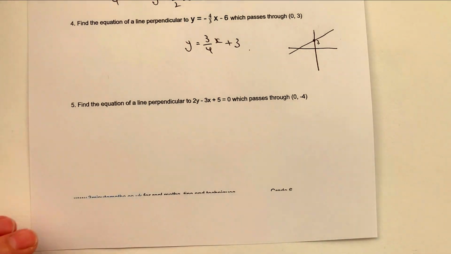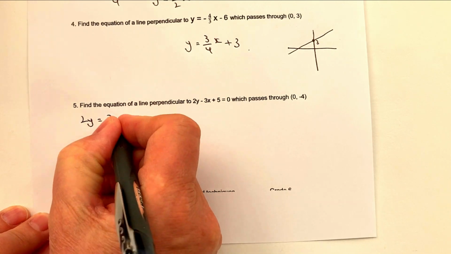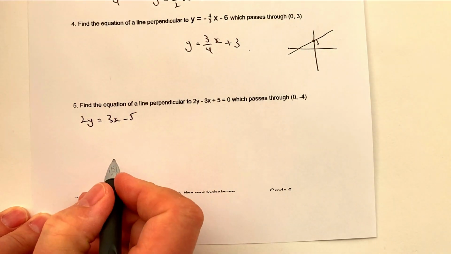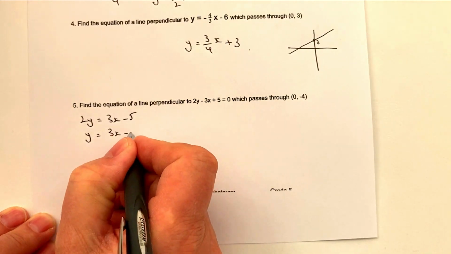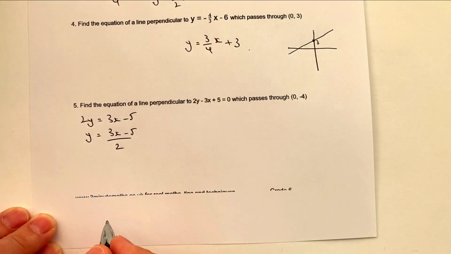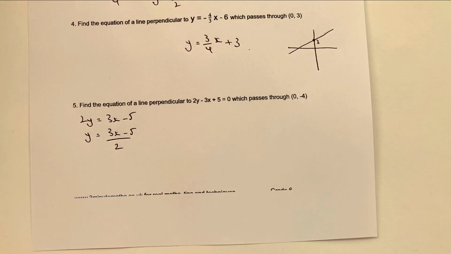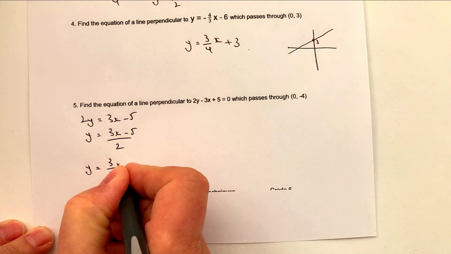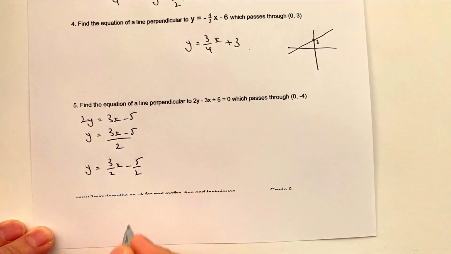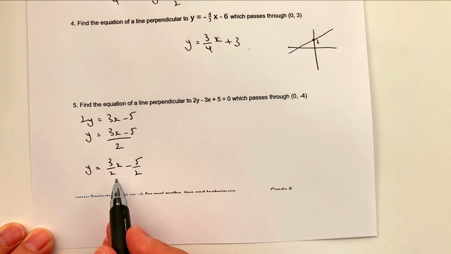So let's just have a go at that. I'm going to write this as 2y equals 3x minus 5. I'm going to divide through by 2, so I've got y equals 3x minus 5, all divided by 2. And you'll remember that I can separate these up. So I could write this as y equals 3 over 2x minus 5 over 2.